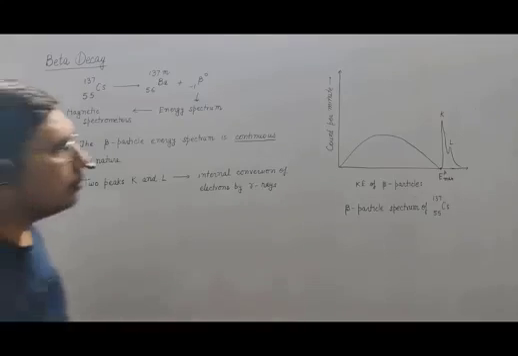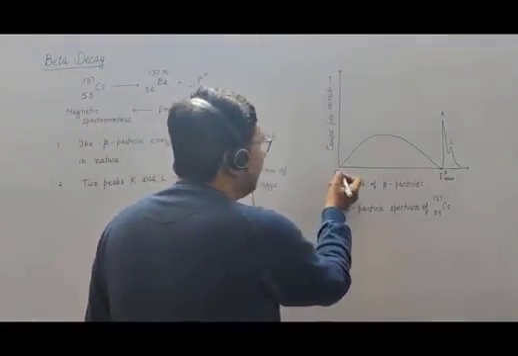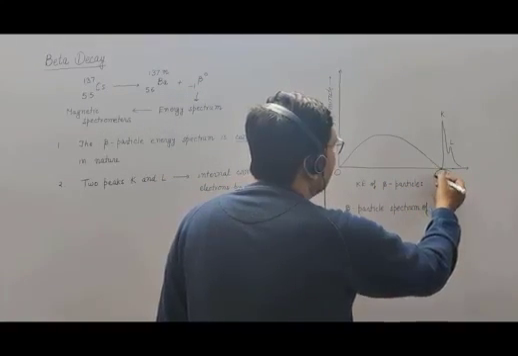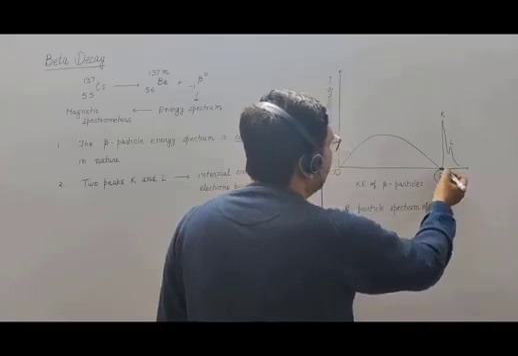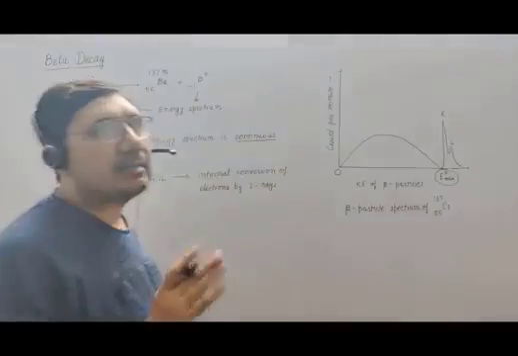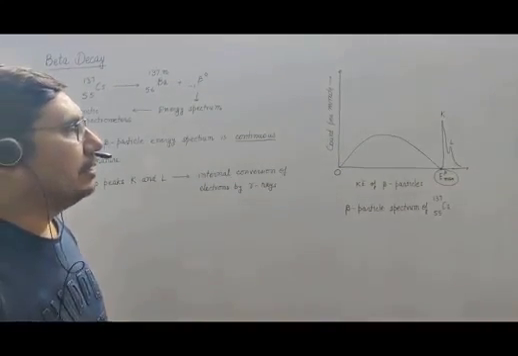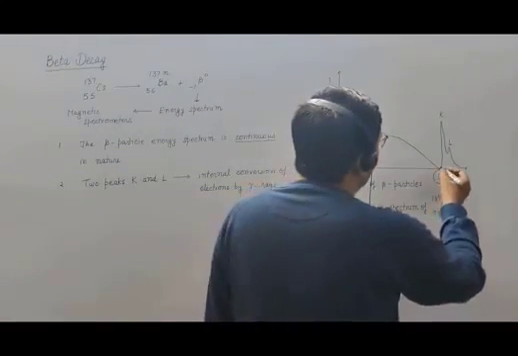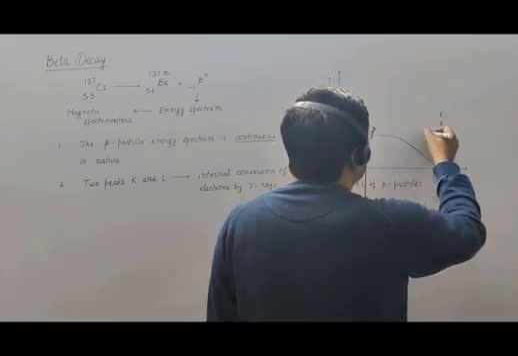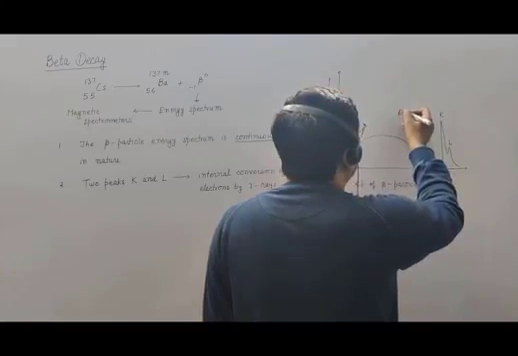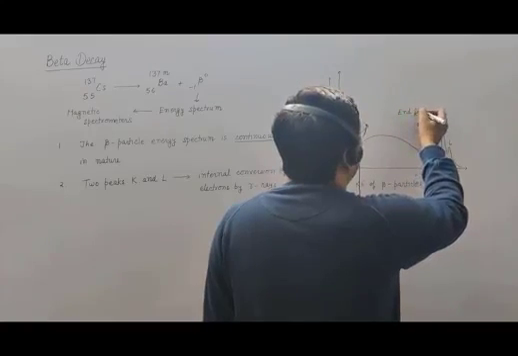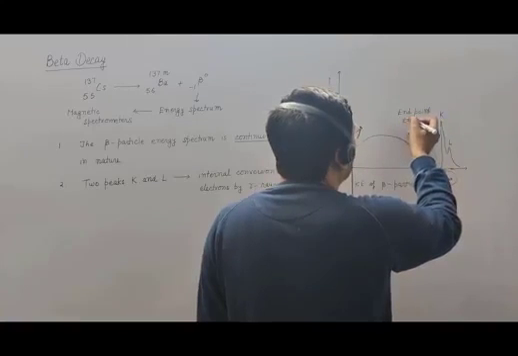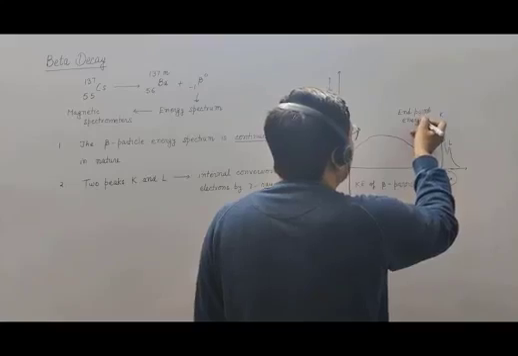Here you can also observe one thing: on the high energy side, there is the maximum. This point represents the maximum energy carried by the beta particle. This energy is known as the endpoint energy. So endpoint energy is the maximum energy that is carried by the beta particle.